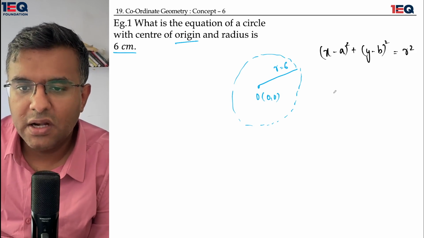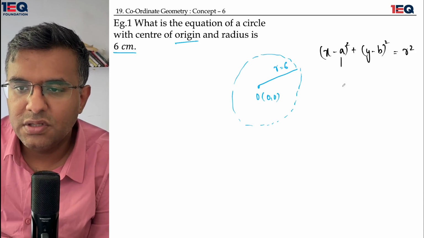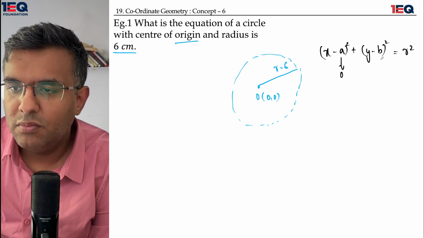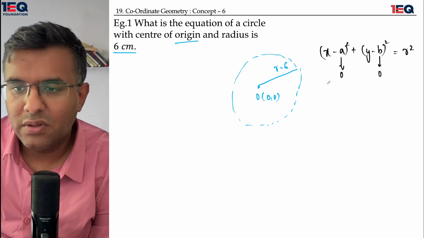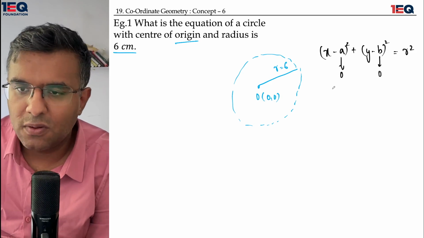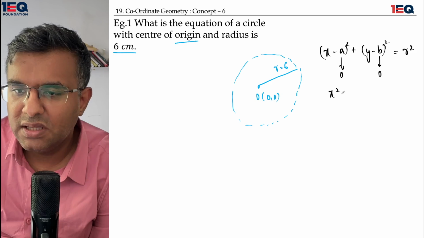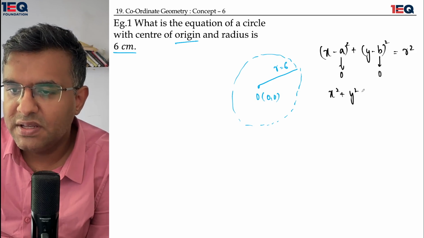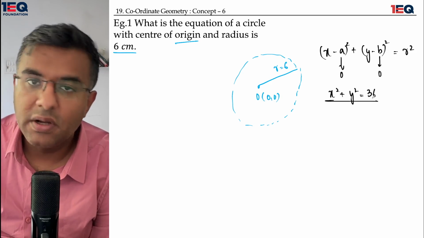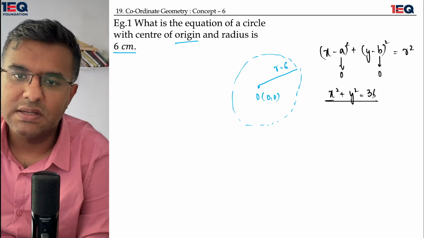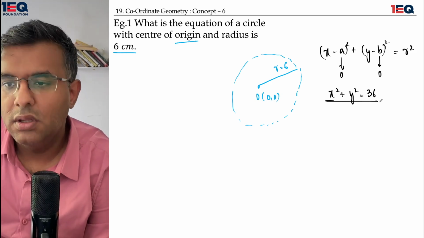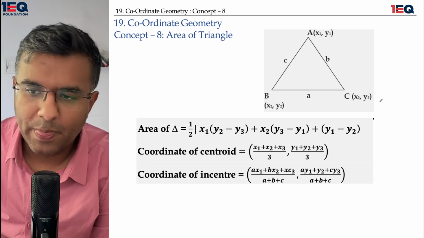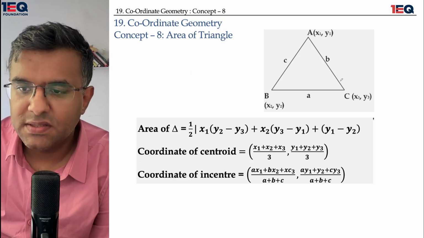So when I talk about x minus a, a is the origin's coordinate, so this would come out as 0. b is also from the origin, so this would come out as 0. a and b are 0 because they lie on the origin, and the coordinates of the origin are (0, 0). So x minus 0 is nothing but x squared, y minus 0 is nothing but y squared, being equal to r squared. r squared is equal to 36. So this is how we take things forward. Good. Let's move on.